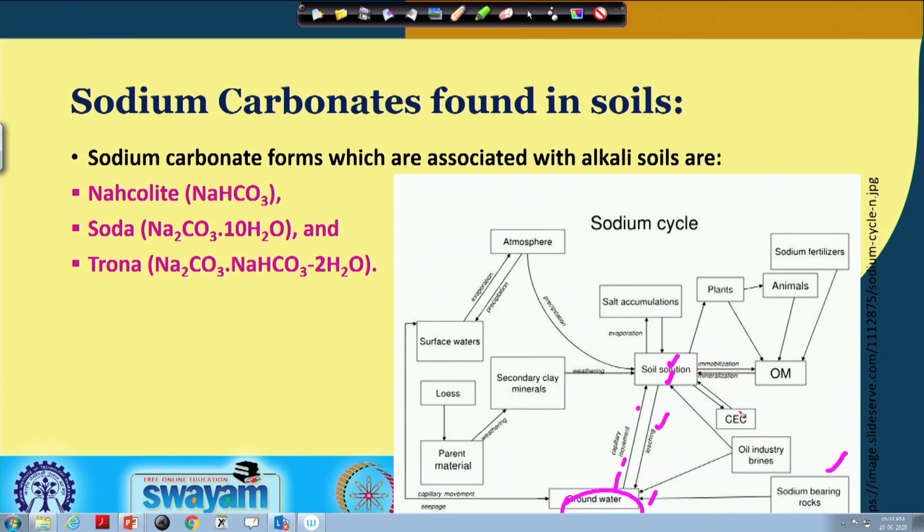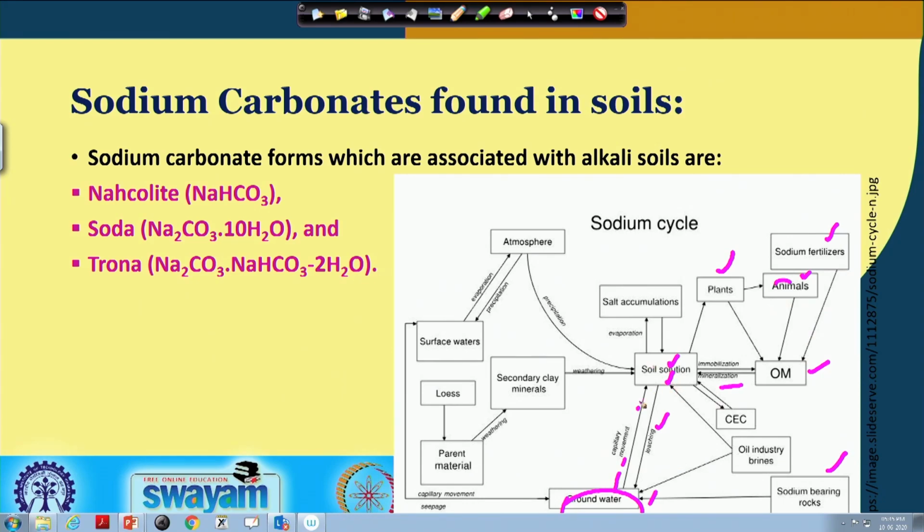And this sodium occupies a certain percentage of the CEC, or cation exchange capacity, since it is positively charged. It can also be immobilized in organic matter and further comes back to the soil solution through the mineralization process. Animals basically eat plants, and both animals and plants contribute to the formation of organic matter. Also, when you apply sodium fertilizer, that sodium also goes to the organic matter. So, this is how sodium moves through plants, animals and the soil.